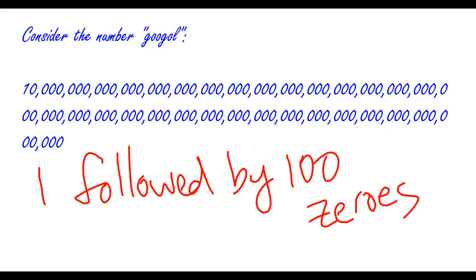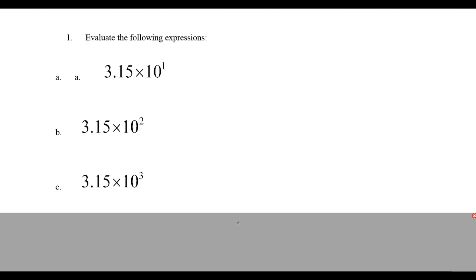So I'm going to ask you to do a quick calculation, a little bit of review of powers and exponents and what they mean. Evaluate the following three expressions: 3.15 times 10 to the first, 3.15 times 10 to the second, and 3.15 times 10 to the third. Go ahead, pause the video, work out those calculations, remember your order of operations, and come back when you're ready to move on.